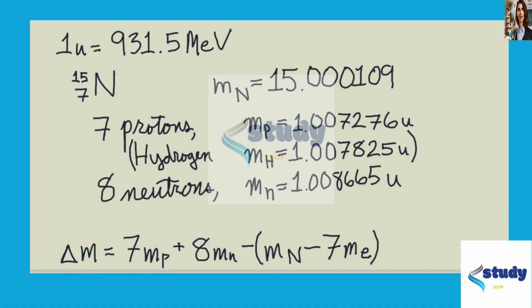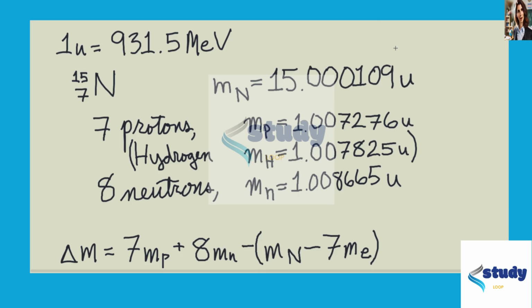In this problem, we're asked to find the total binding energy per nucleon of a nitrogen-15 isotope. I've gone back to Appendix B and looked up the masses for the nitrogen-15 isotope, and it has a mass of 15.000109 atomic mass units.